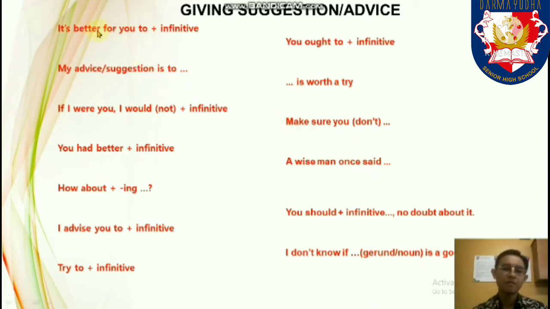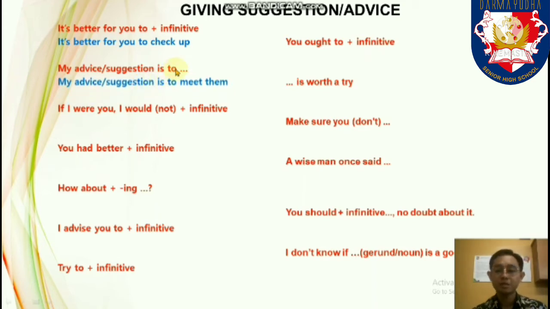So here the first one, it's better for you to plus infinitive. For example, it's best for you to check up. Okay, and then the second one, my advice or suggestion is to what? So here after to it must be infinitive, guys. My advice or suggestion is to meet them. The third one, if I were you, I would or would not plus infinitive. For example, if I were you, I would ask for permission.